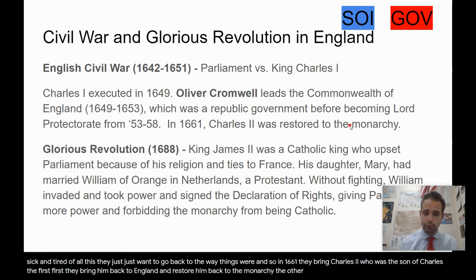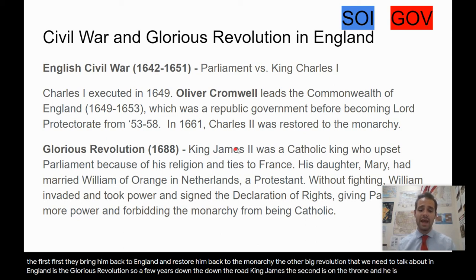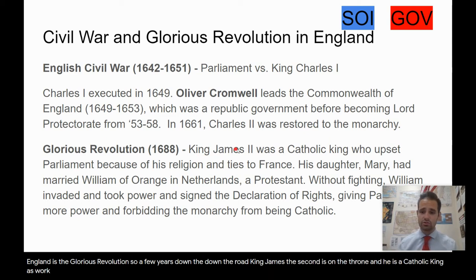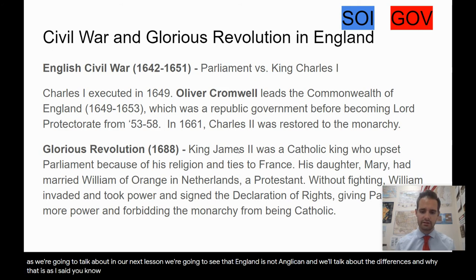The other big revolution that we need to talk about in England is the Glorious Revolution. So a few years down the road, King James II is on the throne, and he is a Catholic king. As we're going to talk about in our next lesson, we're going to see that England is not Catholic. They have started to become Anglican, and we'll talk about the differences and why that is, as I said, in our next lesson. He also has these ties to France, so people really don't like him at all.